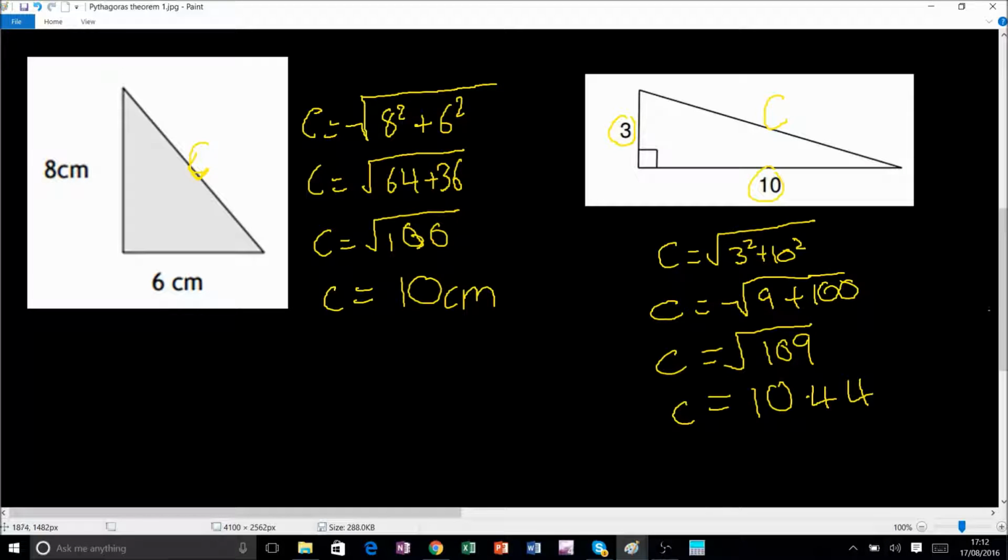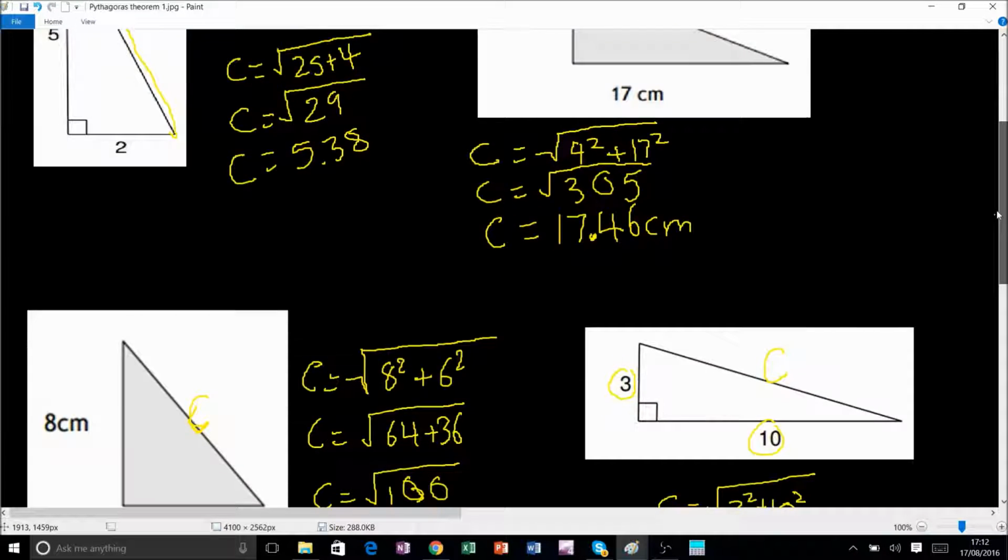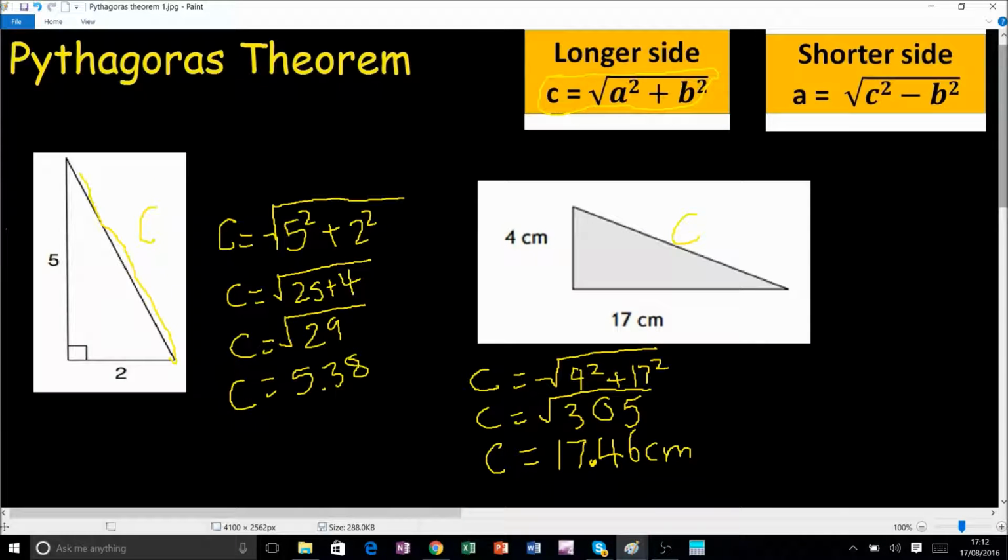So guys, that is a very quick video showing how to calculate the hypotenuse, which is the longest side of a right angled triangle, when you have the two shorter sides. Again, we used our little formula up here: c is equal to the square root of a squared plus b squared, and we use that to help us solve our problems in finding the longest side.